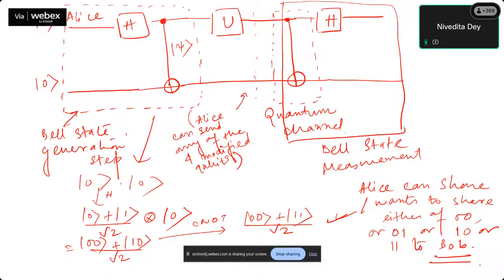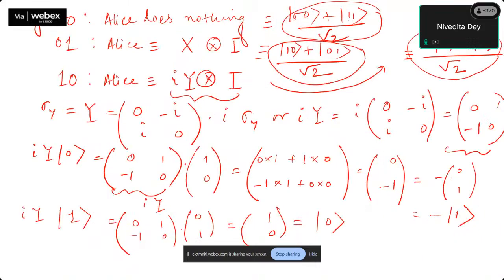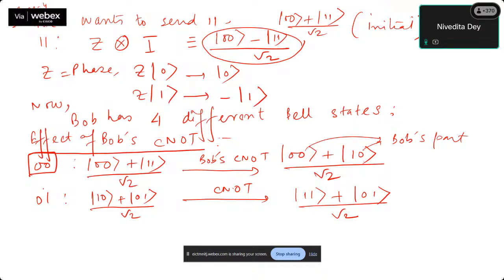That particular thing Alice can send. After that, what Bob is doing, Bob is just applying a CNOT. So this is what I am referring to as Bob's CNOT. So this is what Alice might have sent. If this was something Alice wanted to send, Alice must have not done anything on the Bell state. So if Bob measures it, Bob does a CNOT on that. This is control, this is target. So nothing will be here. And then this one is control and this one is target. So definitely target will be flipped and it will become 0.